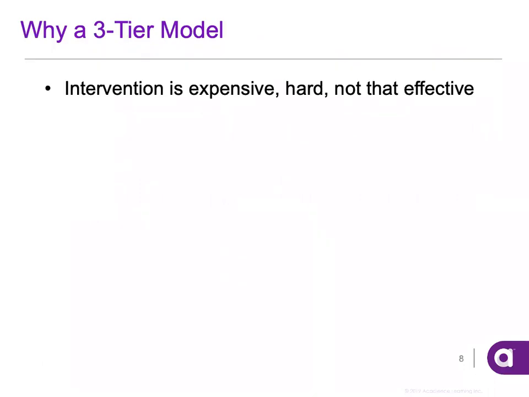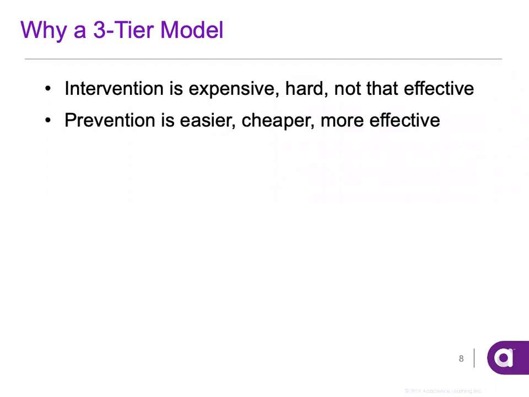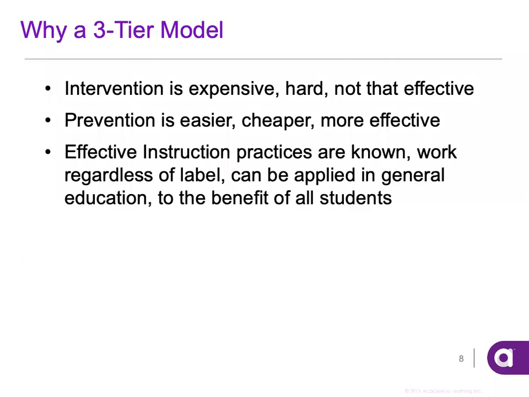So just to summarize some of these ideas that moved us 30 years ago towards a three-tier model of prevention: intervention is difficult, it's expensive, and it's not that effective, frankly, for large numbers of students. Prevention provides a much easier, less expensive, and more effective opportunity for getting more students to be readers. And that's where we really need to be focused.